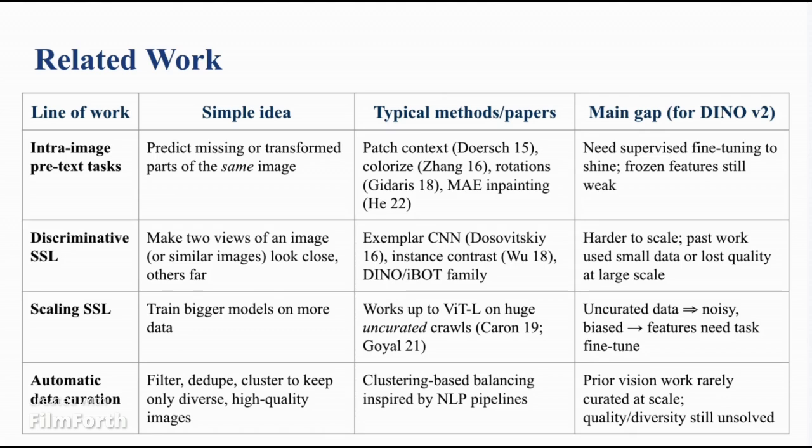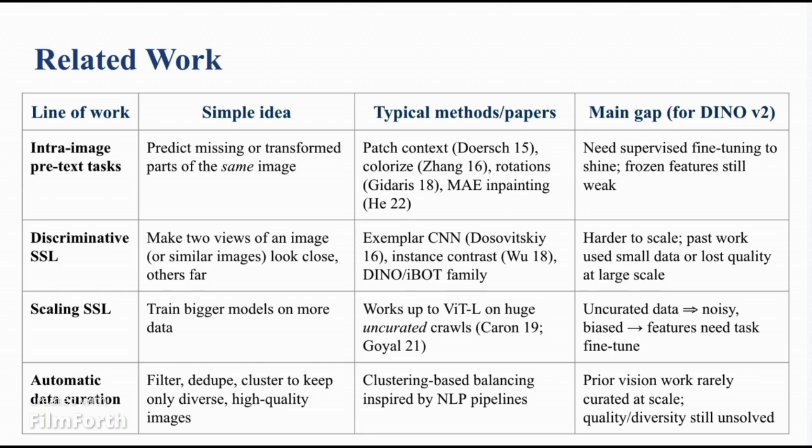This slide summarizes 4 main lines of work in self supervised learning for vision and where they fall short, especially in the context of what DINOv2 tries to solve. First, intra-image pretext tasks like patch prediction or inpainting help models learn from single images, but they usually need supervised fine-tuning to be useful. Frozen features remain weak. Next, discriminative SSL methods like instance contrast and DINO try to bring similar images close together in feature space. They work well on curated datasets but often struggle to scale. Quality drops when the data gets larger or noisier.